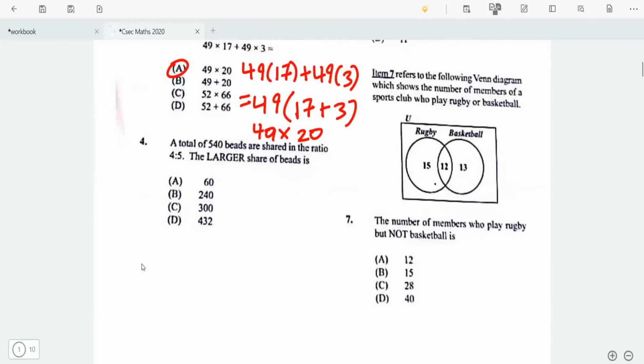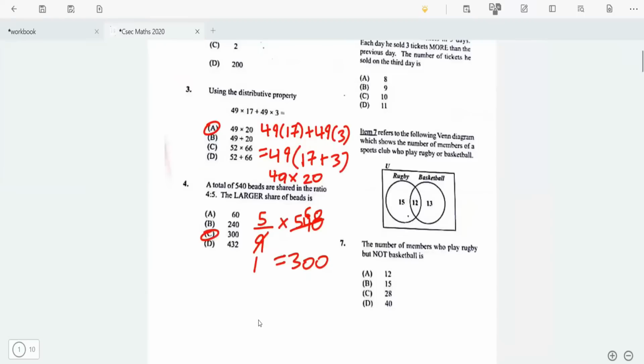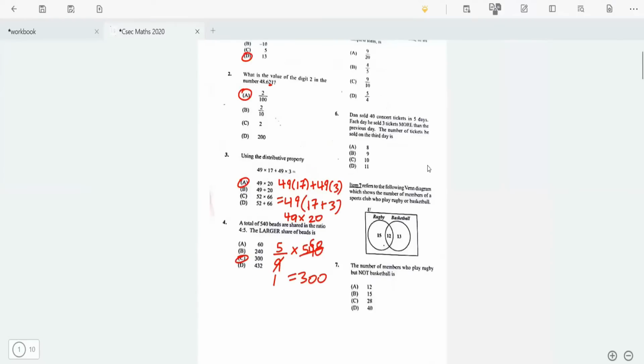Number 4, it says a total of 540 beads is shared in a ratio of 4 to 5. What's the larger share of the beads? The total shares is 4 plus 5, so 9. The larger share is 5 over 9 of the total. So 9 into 54 goes 6 times, 5 times 60 is 300. So the larger share of the beads is 300. The smaller share is 240. Nice, so far so good.